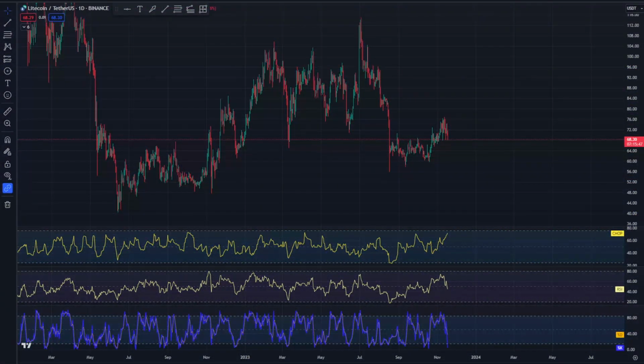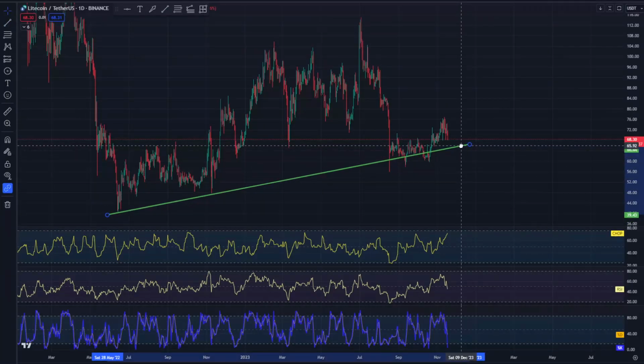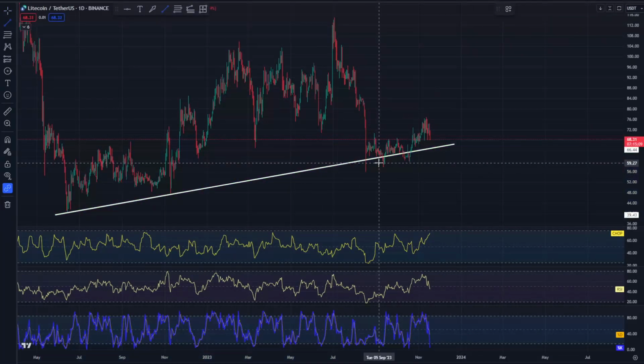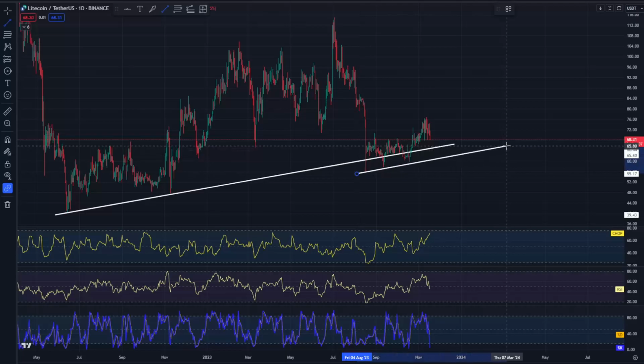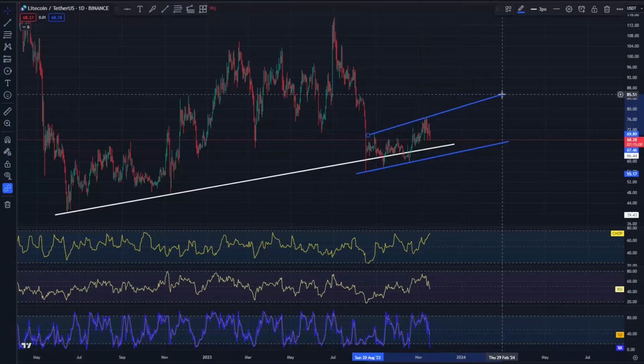The last one in today's list is the LTC to USDT chart, this time taking into account the one-day time frame. Let's start by defining with the white line the upward trend that holds the price. And then using the blue lines we can mark the local channel of the upward trend in which we are currently located.